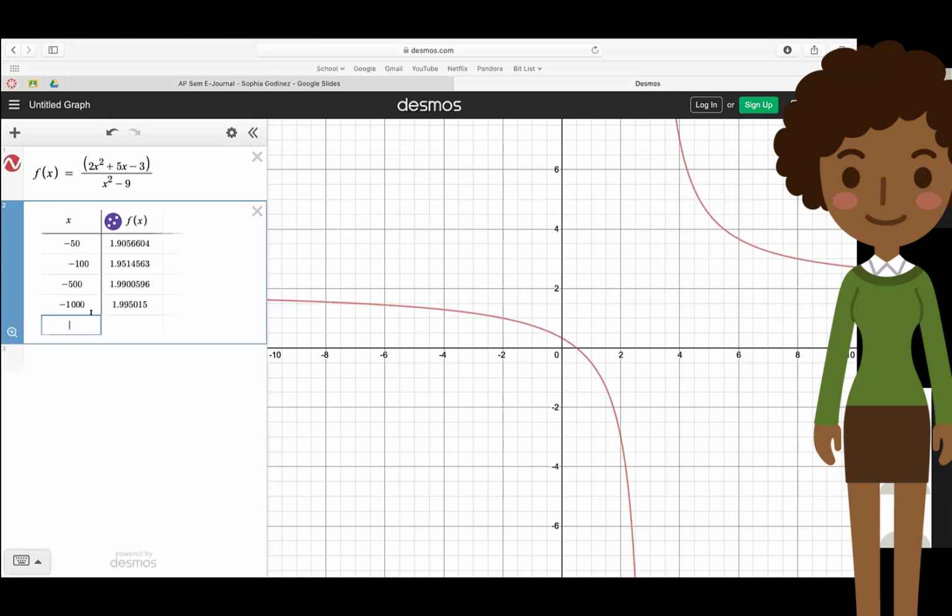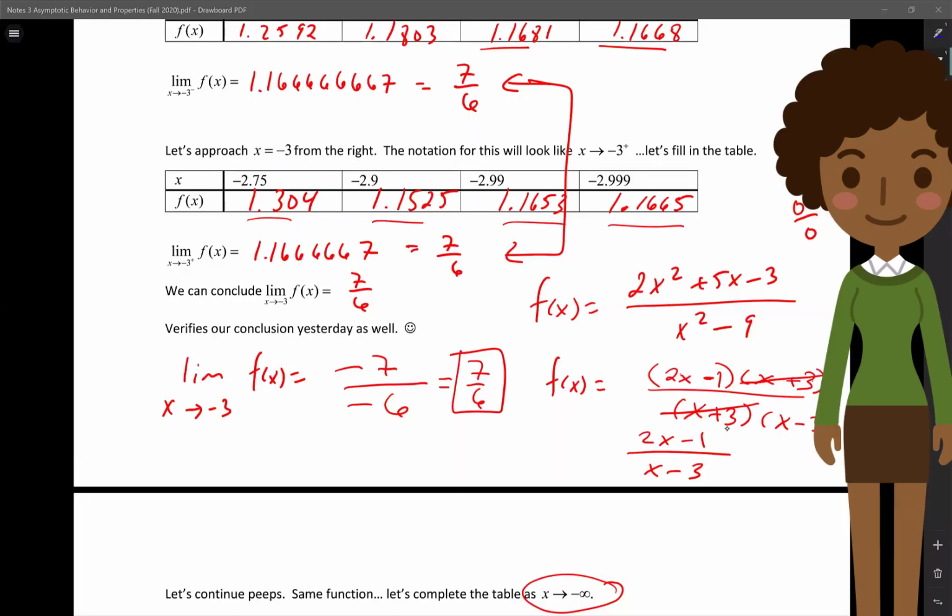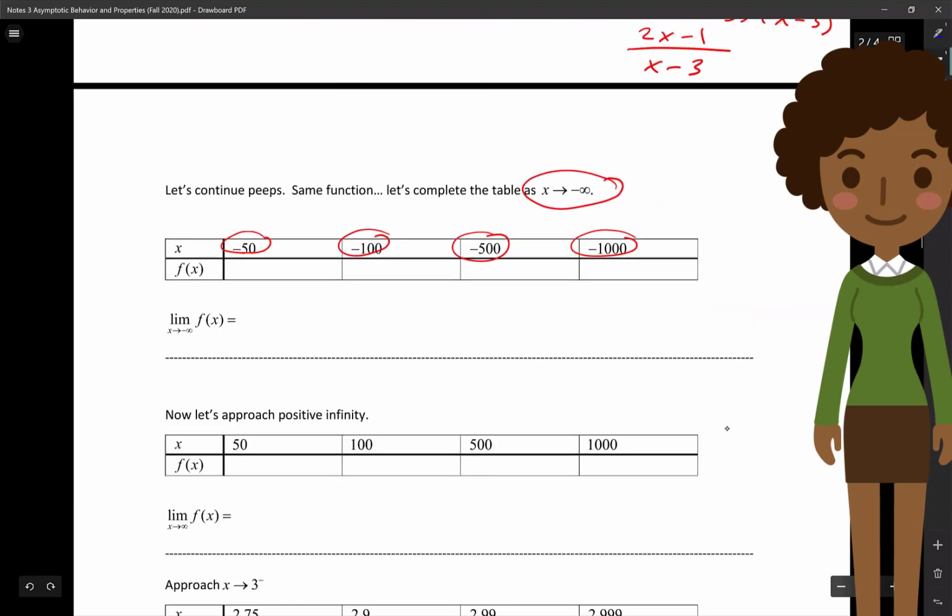All right, I'm going to force this. Hook me up with those numbers, Godinez. When x was -50, what'd you get for f of x? 1.9056. What about a negative 100? 1.9514. A negative 500? 1.9900. And a negative 1,000? 1.9950.